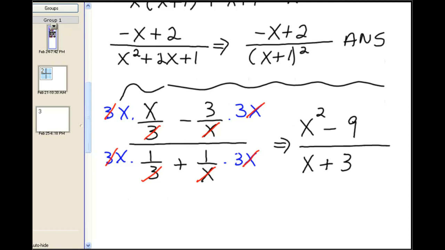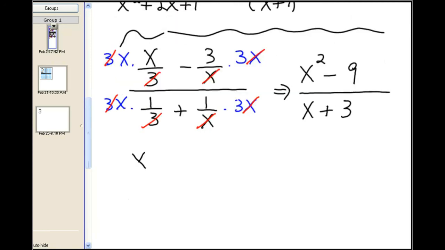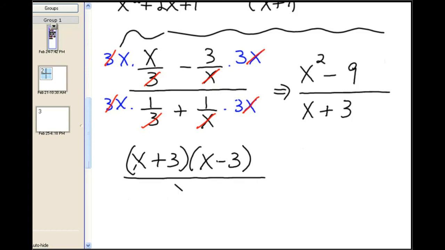You can see the numerator, x squared minus 9, is difference of squares, and that will factor to x plus 3 times x minus 3, and this is all over x plus 3. Now we do have a factor that will cancel, and that is the x plus 3's. We're left with x minus 3, and this is our final answer.